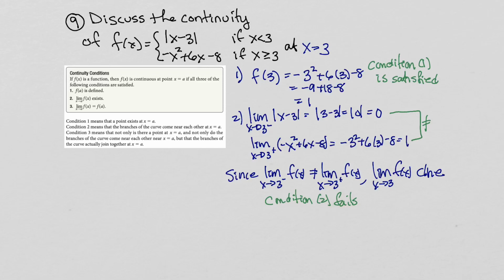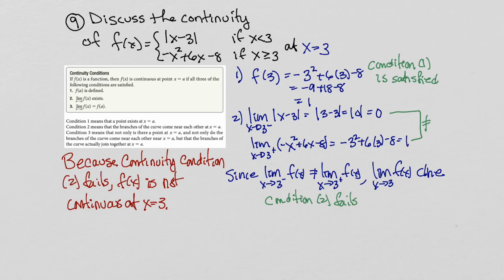And now let's make a conclusion. Because condition 2 fails, our original function is not continuous at x equals 3. So we will say, because continuity condition 2 fails, f of x is not continuous at x equals 3. And once again, we're not just saying f of x is not continuous, we're giving our reason for it, because continuity condition 2 fails.